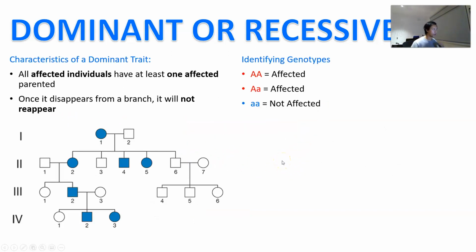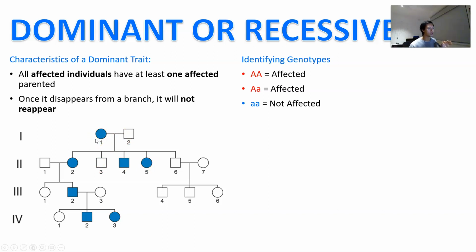Okay, here we go. This is a dominant trait. Why is it a dominant trait? Well, remember that in a dominant trait, all affected individuals are going to have at least one affected parent. So the giveaway for a dominant trait is that you can always trace the individual's lineage, and if an individual has the trait, so for example, 2, 4, and 5 in this generation have it, that means one of their parents had it, which in this case is the mom.